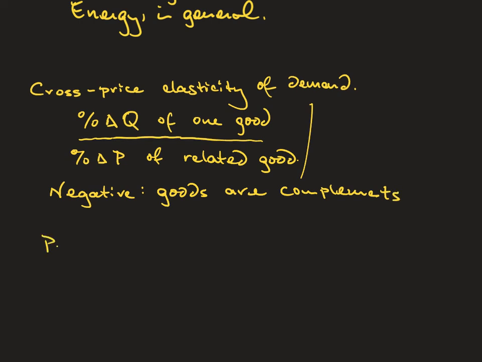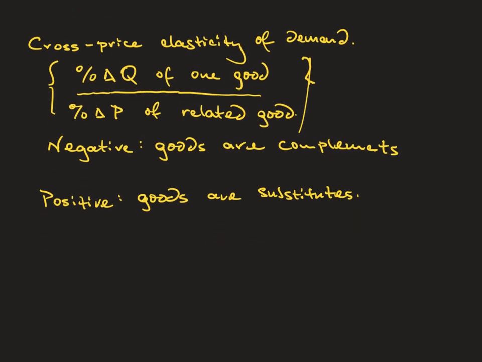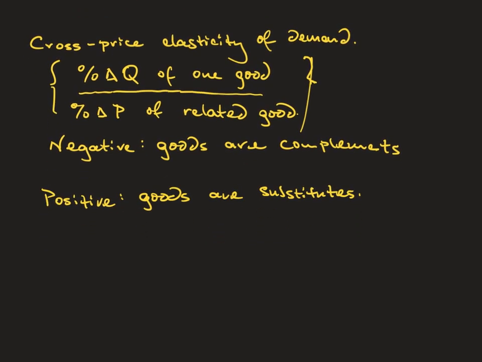Okay, if it's positive, the goods are substitutes. So if we calculate this cross price elasticity of demand, usually the interesting thing is whether it is positive or negative, and that tells us whether the goods are complements or substitutes. And if you're trying to keep this straight, reason it through.